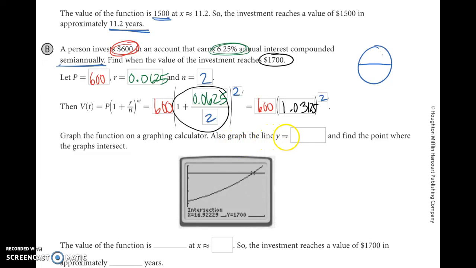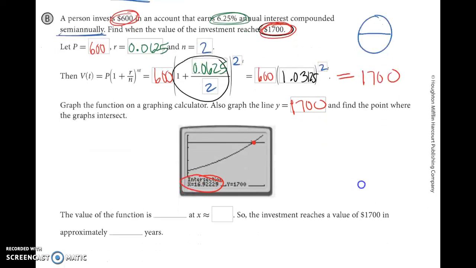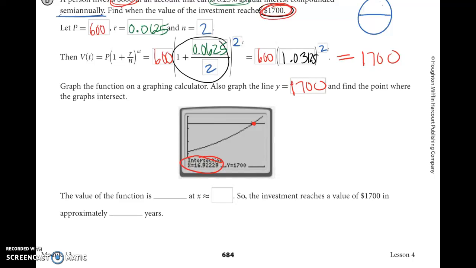And it says graph the function on a graphing calculator. Also graph the line y equals, well, since this whole thing has to find out when it equals 1700, we're going to graph the line y equals 1700 and find where they intersect. So using the book's graphing calculator here, we find that that's at x equals 16.92229. So we have that the function is 1700 at approximately 16.9. So the investment reaches 1700 in approximately 16.9 years.